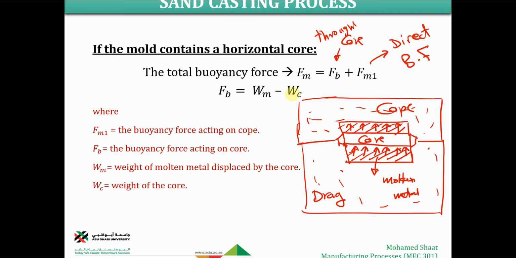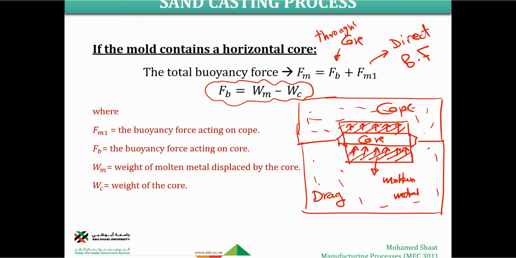the weight of the molten metal displaced by the core minus the weight of the core. This is from Archimedes' law, from fluid mechanics. Because the core in this case is a solid object that is totally submerged in a liquid, surrounded by liquid from everywhere, the buoyancy force acting over the core should be the weight of the molten metal displaced by the core minus the weight of the core itself. Make sense? So simply, the core is going to displace metal equivalent to its volume, and its weight depends on the volume of the core itself.